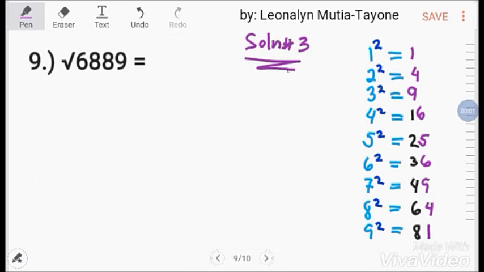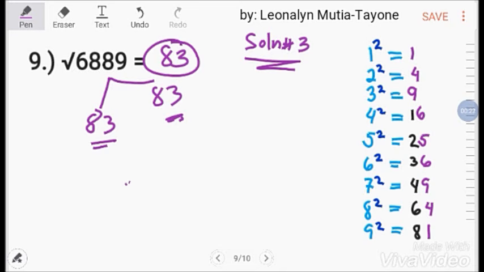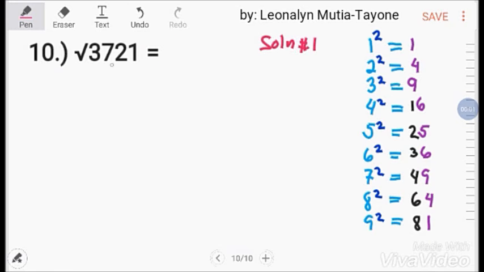Dito naman sa solution number 3, kung hindi nyo kabisado yung mga perfect square na mga prime numbers, mahirapan kayo dito. Kasi yung itong 6,889 ay perfect square siya ng 83, which is yung 83 na mismo ang sagot natin. Mas maganda mo siyang sagutan using the solution number 1 or solution number 2. Unless lang kung memoryado mo yung perfect square na mga prime factors. So, kuha mo agad.